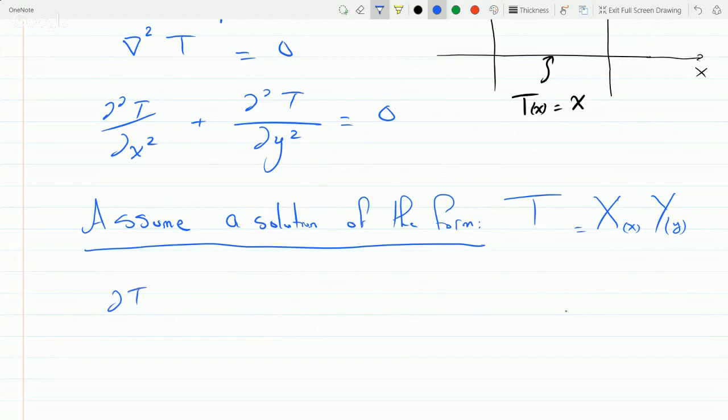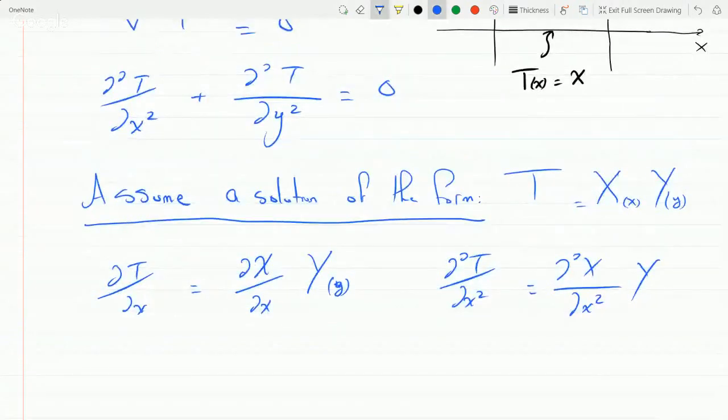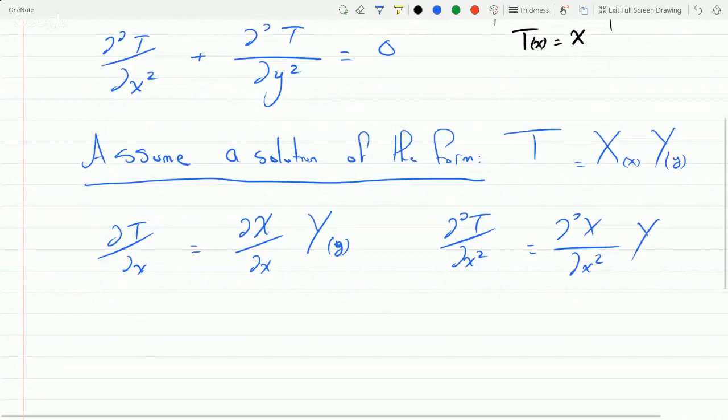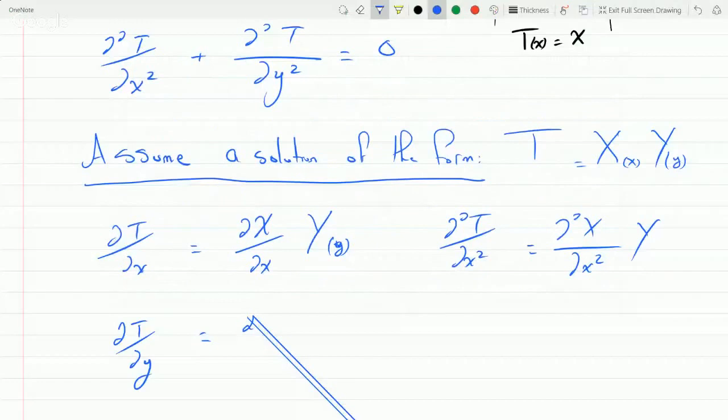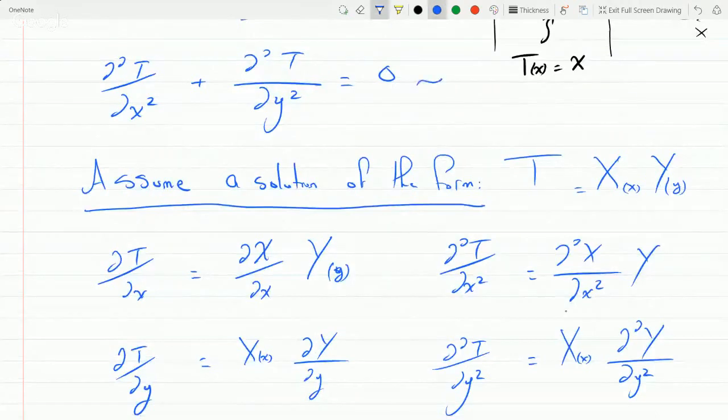Okay. So here dT over dx will just be dX over dx times Y, because Y does not depend on x. And the second derivative will just be d squared X over dx squared times Y. So this will be the first guy there, and then we'll do the same exact thing for the y, and we plug them in. So dT over dy will equal X times dY over dy, and d squared T over dy squared is equal to X as a function of x times d squared Y over dy squared. And now let's call this equation A.